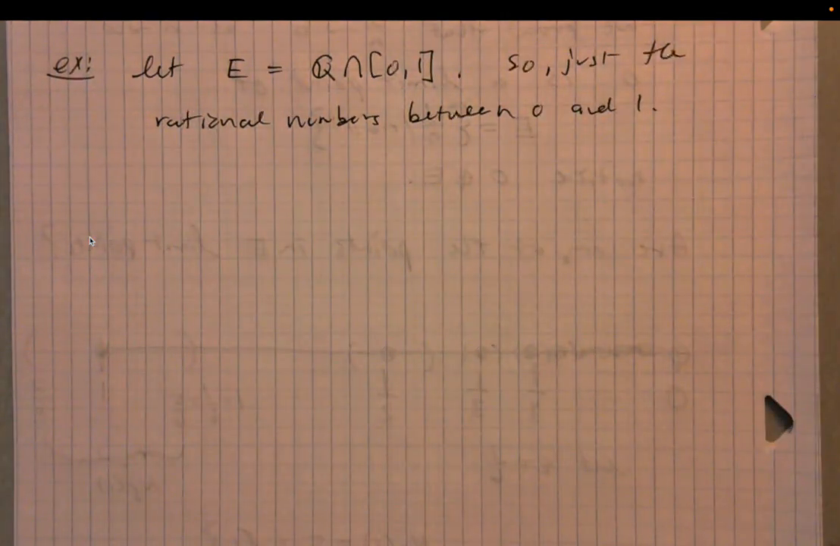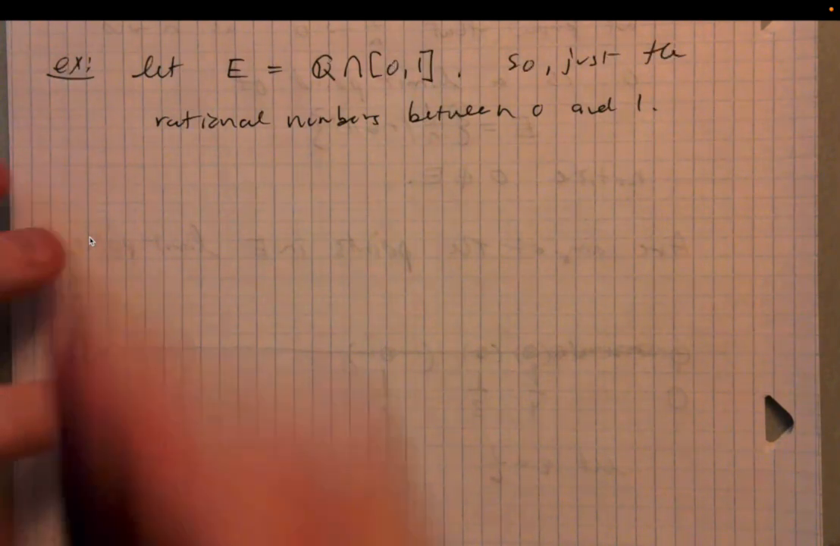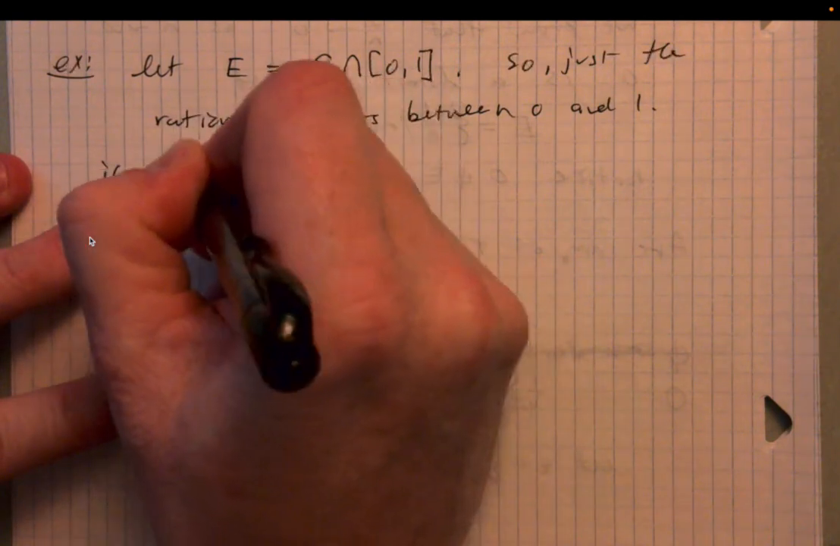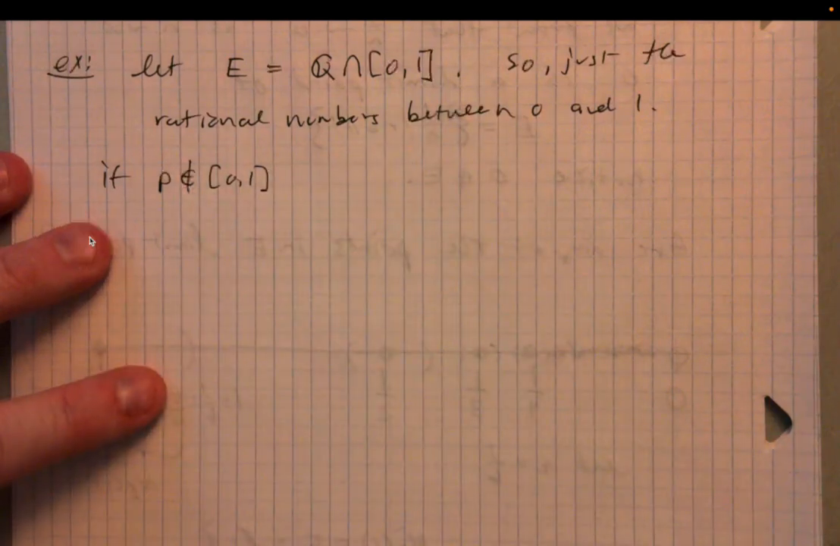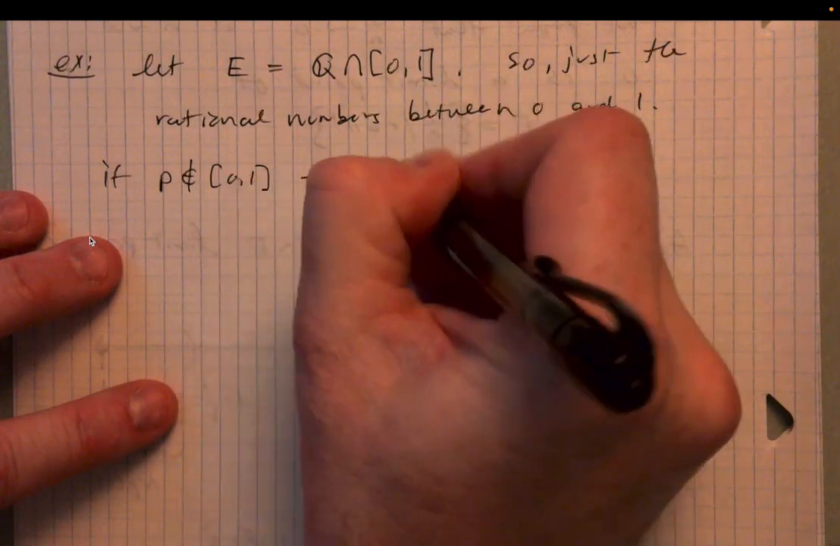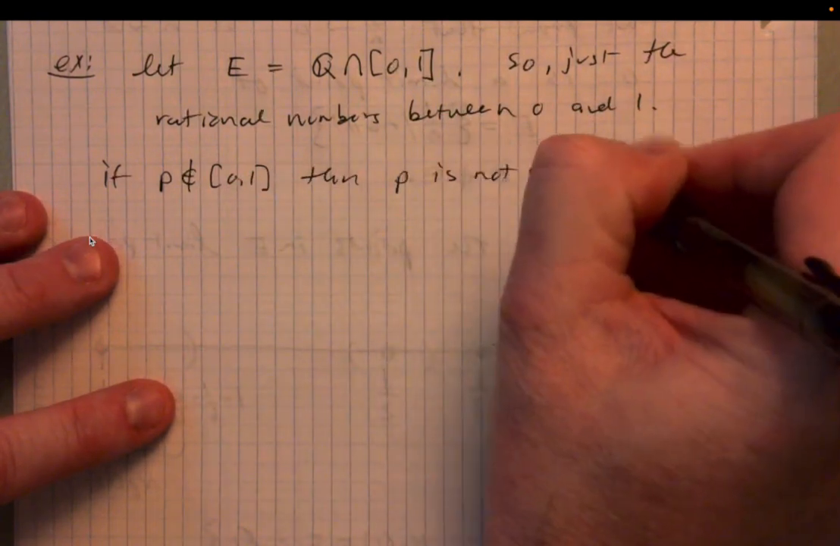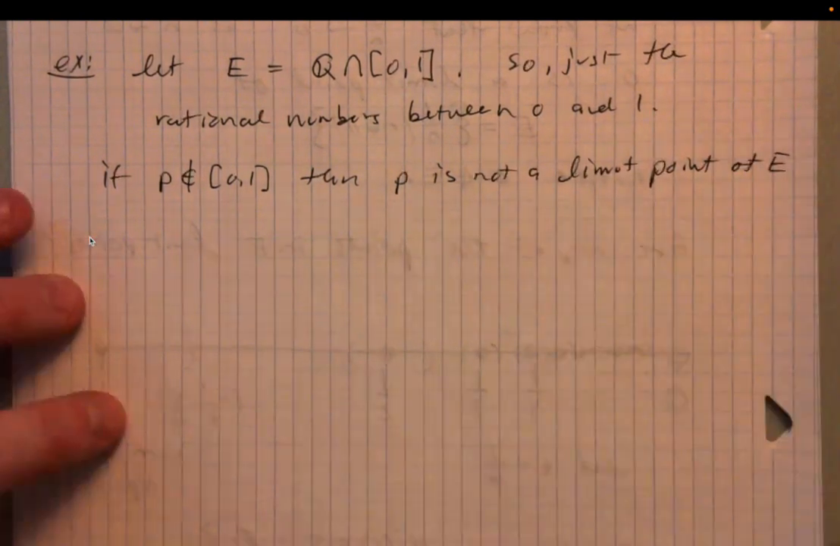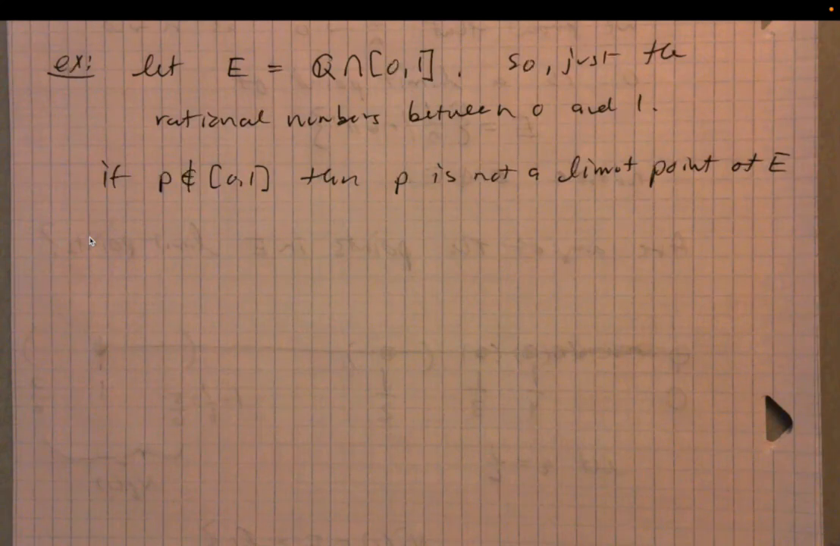Okay, so we can denote it like this, right? So the rational numbers between 0 and 1. Now, if P is not in this interval 0 to 1, then it turns out that P is not a limit point of E. Okay, and we can kind of see this.